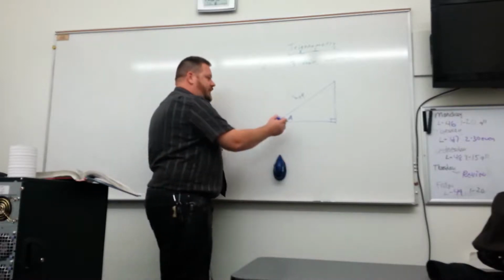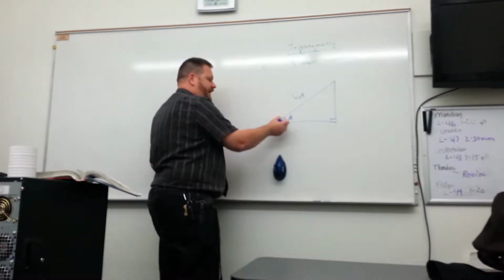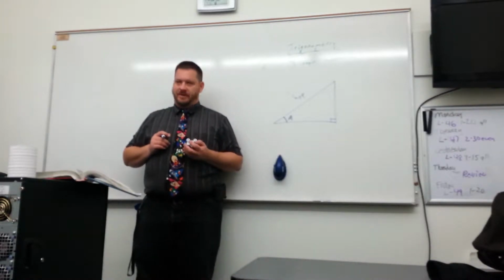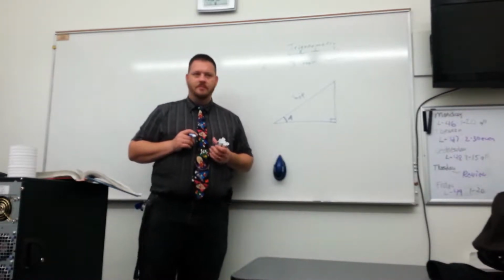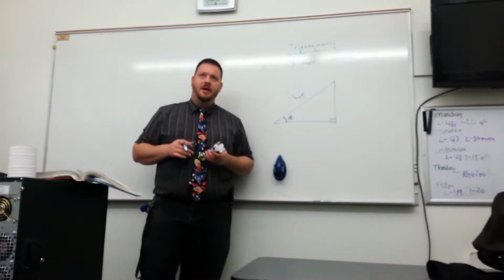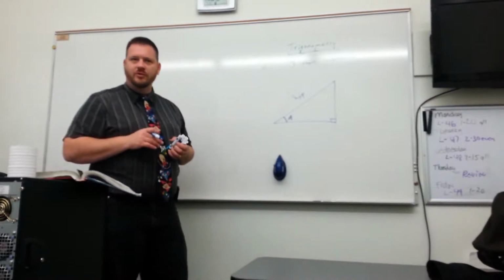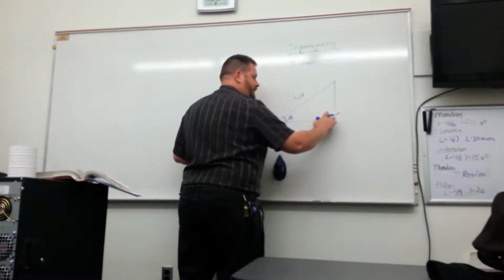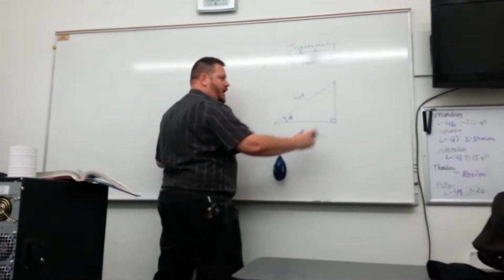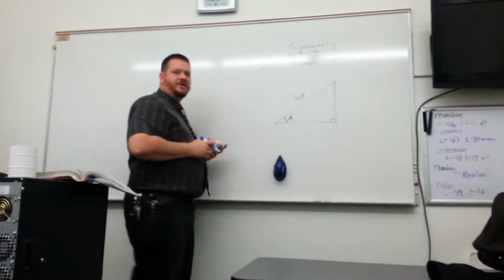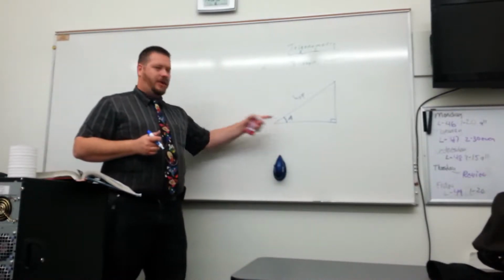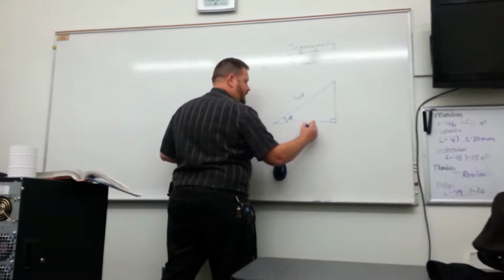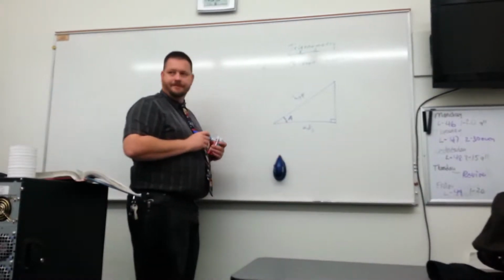Now, if I'm talking about this angle right here, you know what the word adjacent means? Near, next to, touching, right? So of these other two sides, the hypotenuse is always the long side of the right triangle. Of the other two sides, which one is adjacent to angle A? The bottom leg. I'm going to call this the adjacent side.